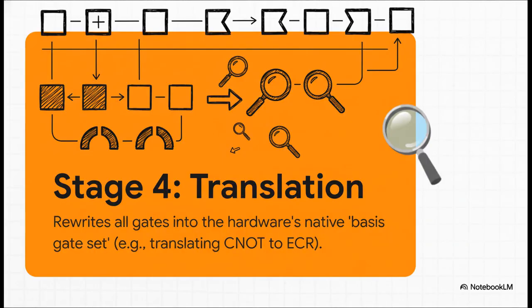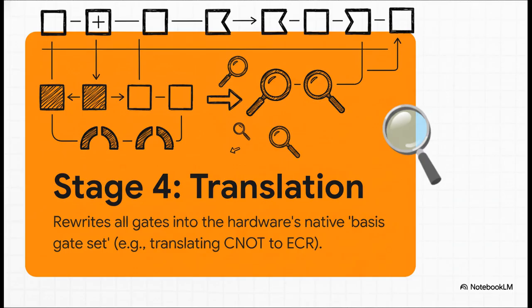Okay, after all that routing, we get to the translation stage. Think of this as the final official translation. It takes every single gate in the circuit, which might be a generic one like a CX, and rewrites it into the hardware's very specific native language. For instance, some IBM hardware doesn't use CXs natively.